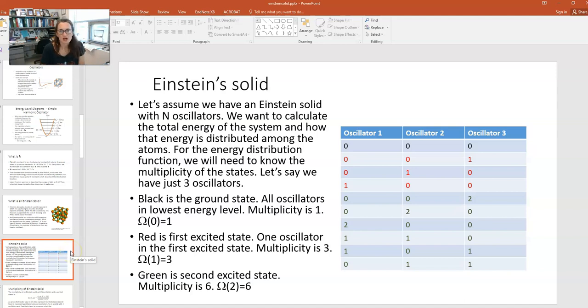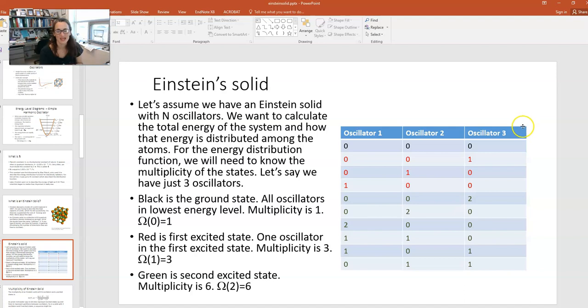So the lowest possibility, the lowest amount of energy, would be all of them in the ground state. So there are no excited states in each one. That means the lowest possible way to do it is 0, 0, 0: ground states for oscillator 1, oscillator 2, and oscillator 3 respectively. Now, what's the multiplicity of that? Well, there's only one way to do that, right? All of them have 0. There's only one way to do that.